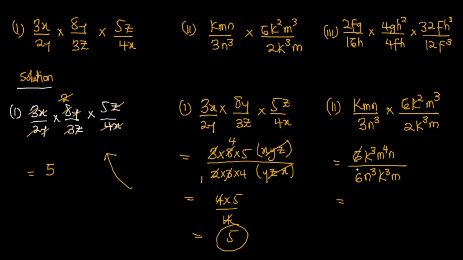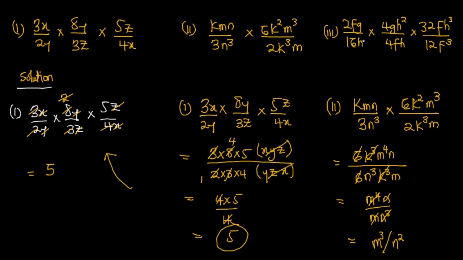Alright. So from here, I can go ahead and start cancelling to get my final answer. So the 6 will cancel the 6 out over here. Then the k cube will also cancel the k cube over here. So I have m power 4 n over m n cube. Alright, so one of this m will cancel one of this m over here. So we'll be left with m power 3. And then this n will cancel one of the n over here. So it will be divided by n squared. So our final answer is m cubed over n squared.